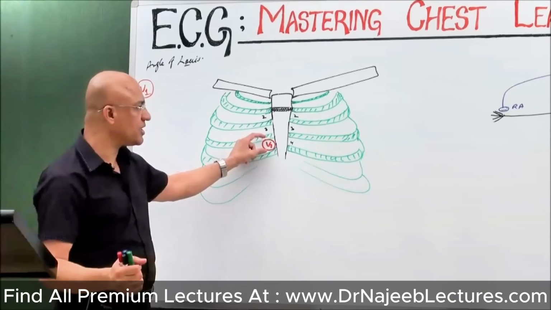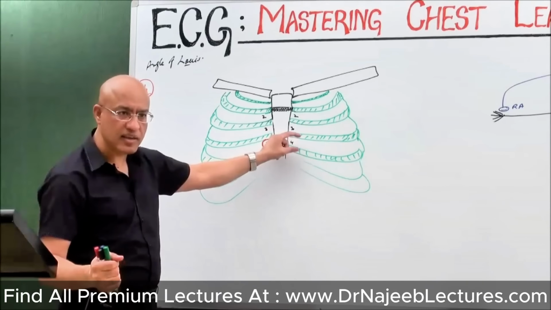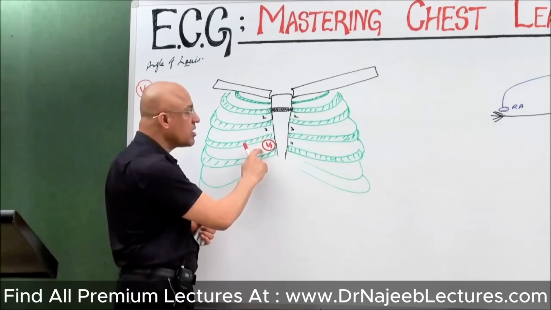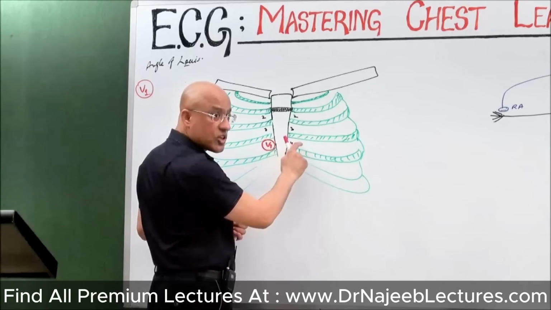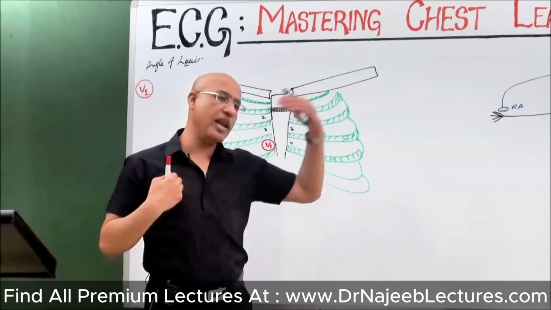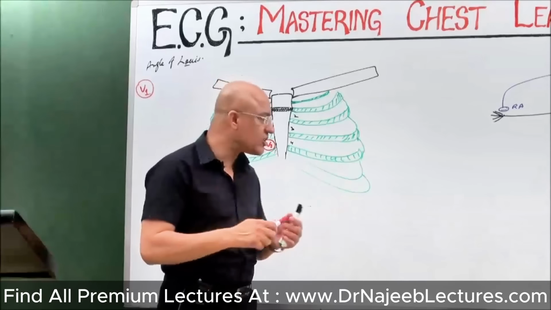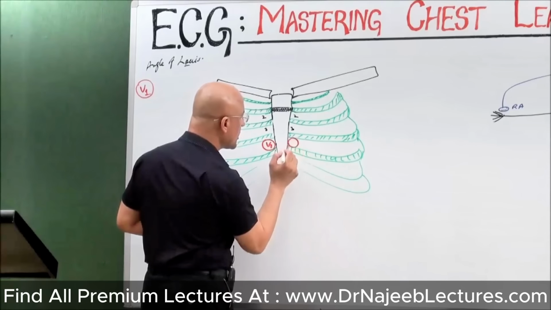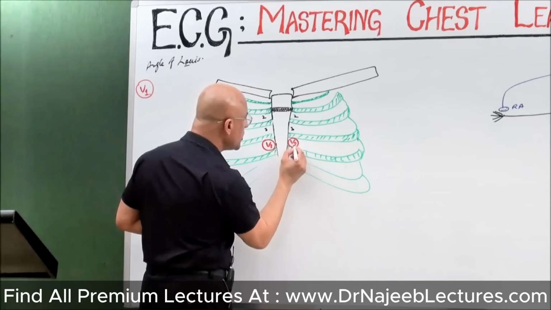Then you can move this exploring electrode to the other side, to the 4th intercostal space on the left side, not on the right side, just left of the sternum. And then it is V2.